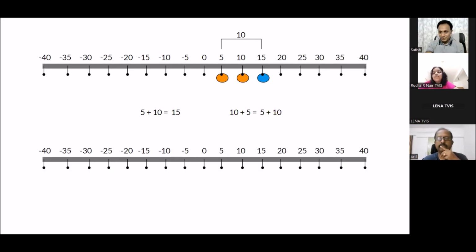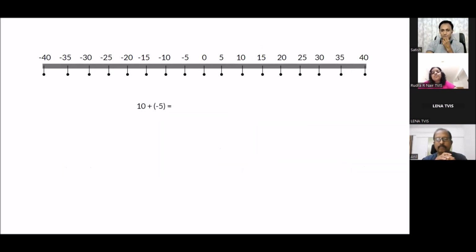Then I gave one more example, very similar, only the numbers changed. 20 plus 15, you are adding 15 to 20. So you are adding, so it is in the forward direction, right? Okay, so we did this. Then we did another problem yesterday, right? This was 10 plus minus 5.